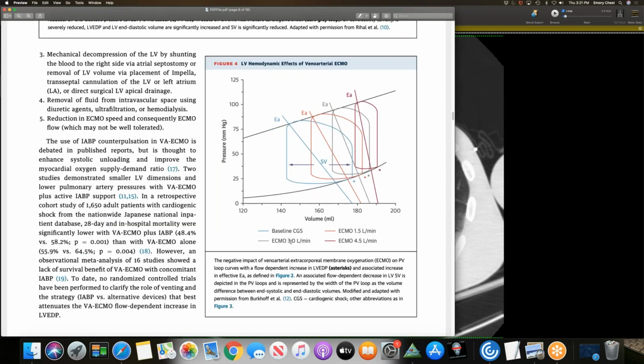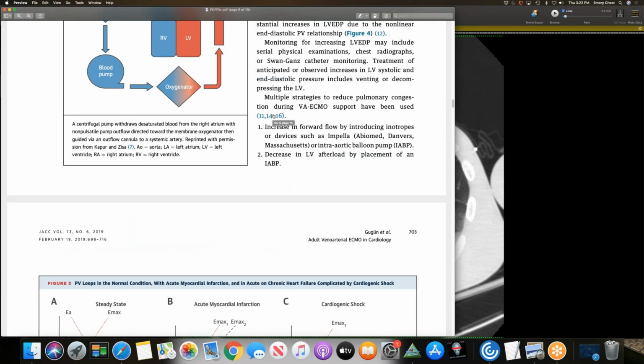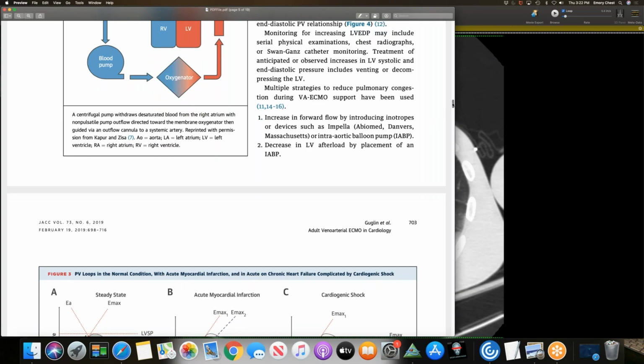as you increase the ECMO flow. You can see these are pressure volume loops. The baseline pressure volume loop is the blue loop. And then with increased flow, you can see how the pressure volume loop moves to the left and becomes significantly more narrow. So the stroke volume, the width of the loop, is significantly less, and the loop is much further to the right. So there's much higher end diastolic and systolic volumes and pressures, which is what we see here. And then they talk about the strategies to address this overloading of the LV. So you either put an Impella, or an intra-aortic balloon pump.